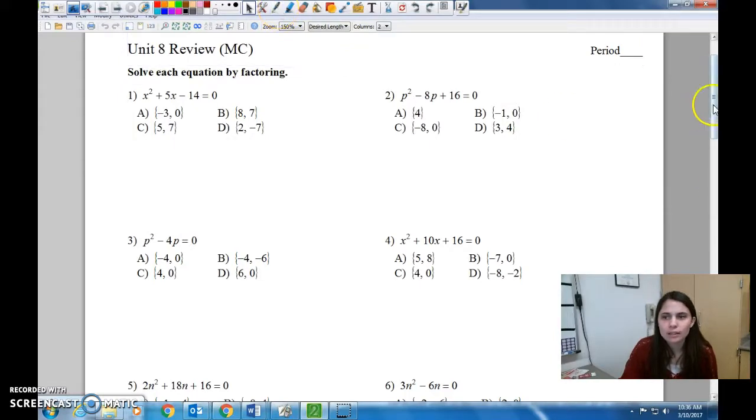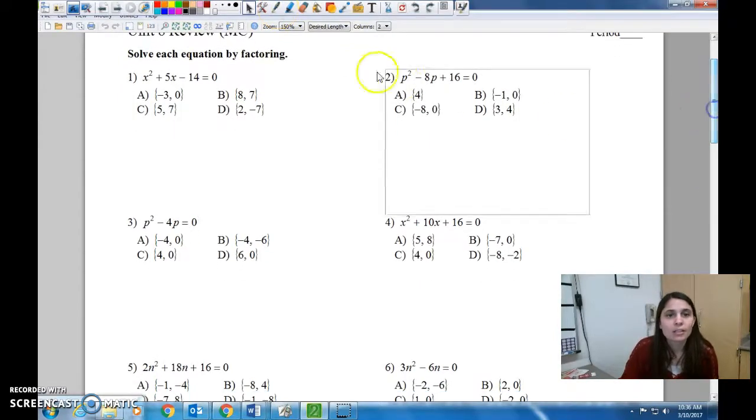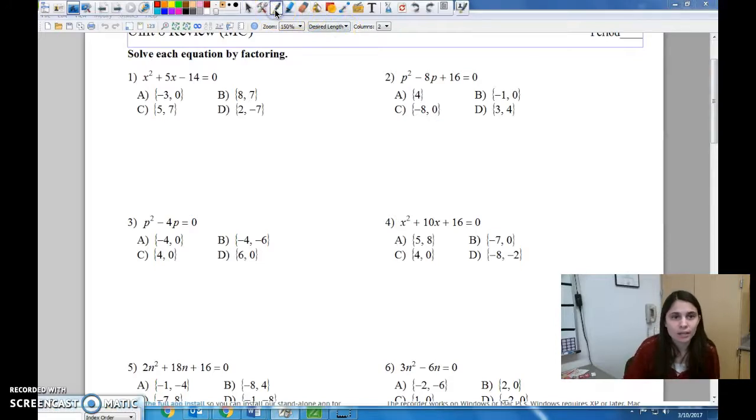So on number 1, it looks like my A is equal to 1 because there's no number in front of this X. So I'm going to use the A equal to 1 method, and there's all three terms, so greatest common factor by itself is not going to work. So I'm going to start by finding my A times C, which is 1 times a negative 14, which is negative 14, and B is 5. So I need two numbers that multiply to negative 14 and add to 5.